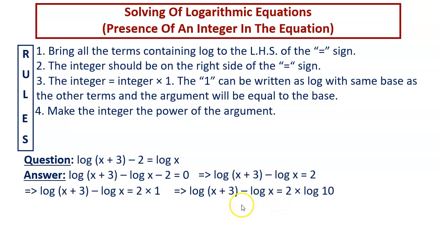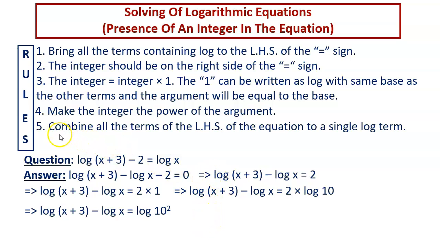So for this question, since the coefficients are equal to 1, we do not have to do anything to this side. We just make this to the power of 10. And it becomes log of x plus 3 minus log of x is equal to log of 10 to the power of 2, which is equal to log of 100. Okay. So coming to the fifth rule, combine all the terms of the left hand side of the equal to sign, which are all log terms, to a single log term. So this will be equal to log of x plus 3 over x, because we are having a minus sign in between. This is equal to log of 100.